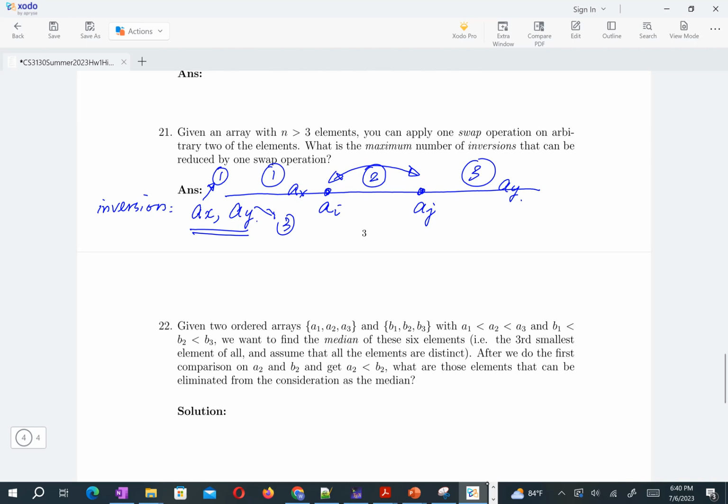Then think about elements in different portions. Which one may have impact? Think about that. Only when A sub X or A sub Y is one of A sub i or A sub j, right? Only when you touch it, then you have impact. If you do not touch it, you have no impact, right? Think about that. So that's one thing.